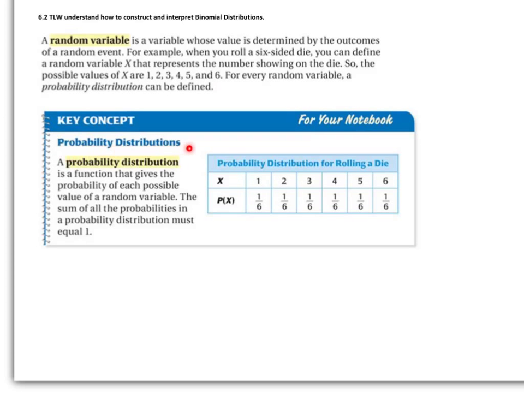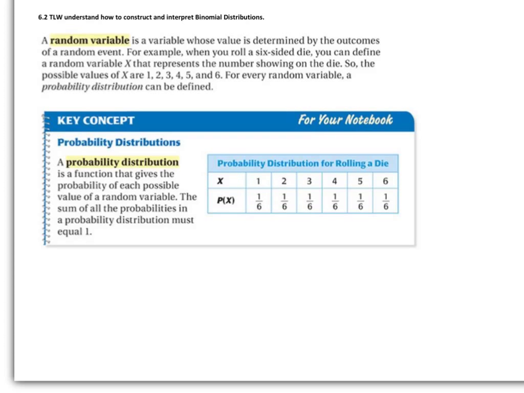Alright, probability distributions. A probability distribution is a function that gives the probability of each possible value of a random variable. The sum of all the probabilities in a probability distribution must be equal to 1. So if you add them all up, it equals 1, which is 100%. Okay? So what they're talking about here, if we're rolling a six-sided die, what's the probability I roll a 1? Well, it's 1 out of 6. A 2, 1 out of 6.